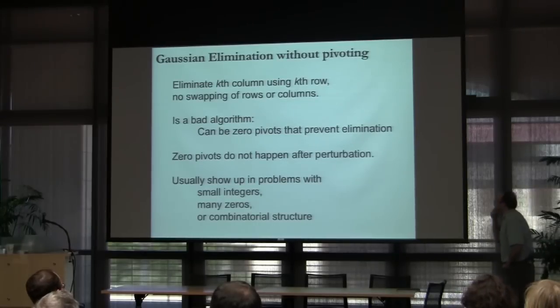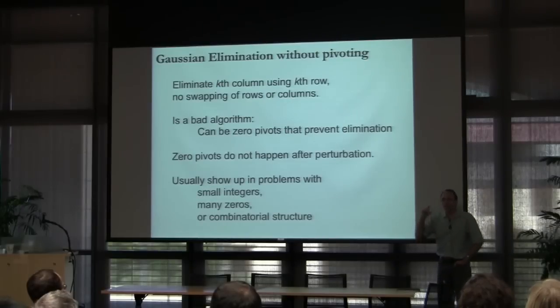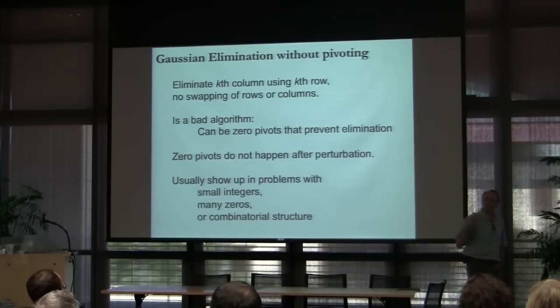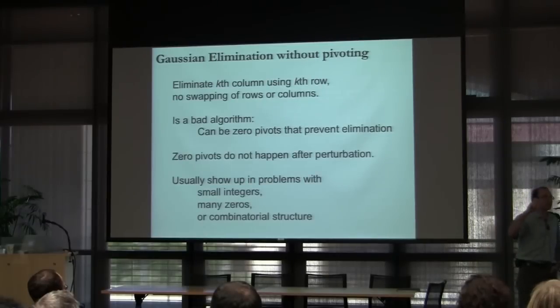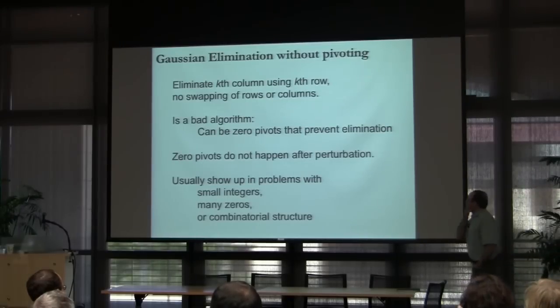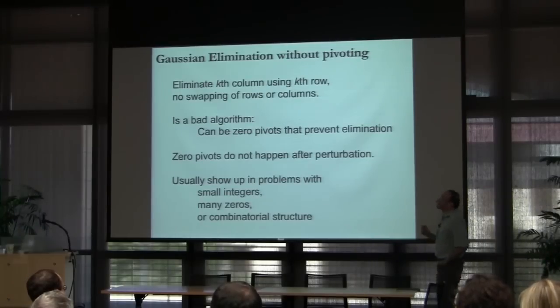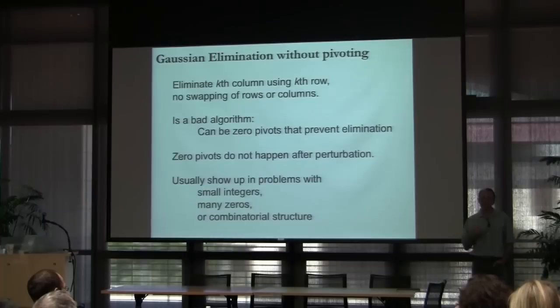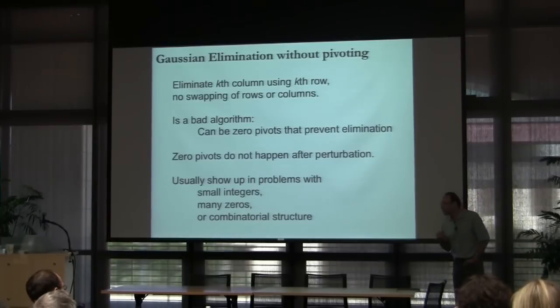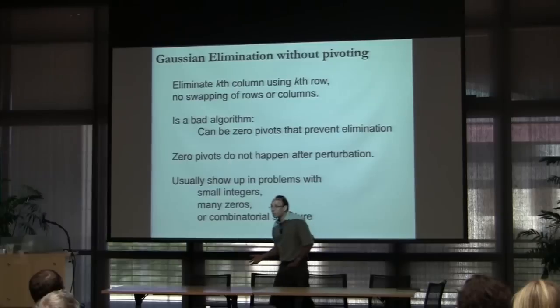Now, if you never swap rows, there can be a problem, because you can get zeros on the diagonal. And you might remember that if you have a zero on the diagonal, you can't use it to eliminate entries below it, because no matter what you multiply that zero by, it's not going to cancel out anything below. So this is a bad algorithm. On the other hand, if you're doing some perturbations, you never get zero pivots. That's just an event of measure zero, or probability zero. It's not going to happen. So maybe this is a cautionary tale, but Gaussian elimination without pivoting can look okay after perturbation, because you never have zero pivots.